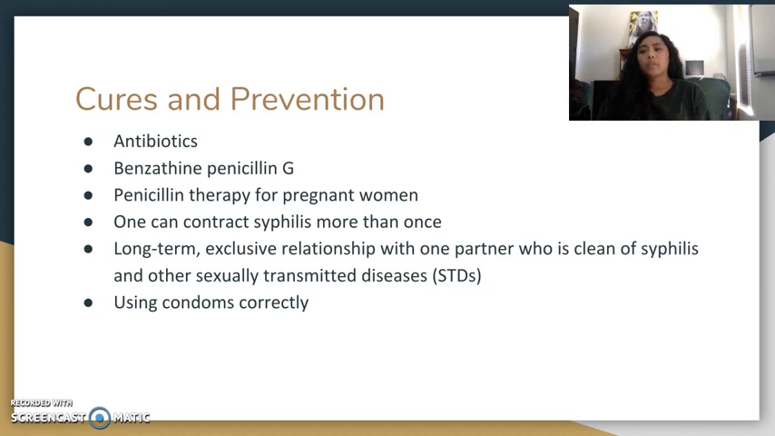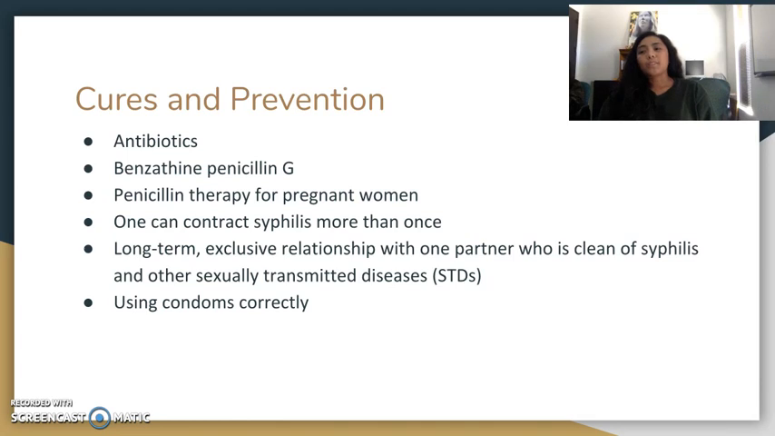However, if it's one of the more chronic stages, then the penicillin will be injected daily. Penicillin therapy is usually used for pregnant women who have contracted syphilis, and it's usually effective with a success rate of 98%. However, if the mother is allergic to penicillin, then there are other alternatives to treat syphilis. So you can contract syphilis more than once.